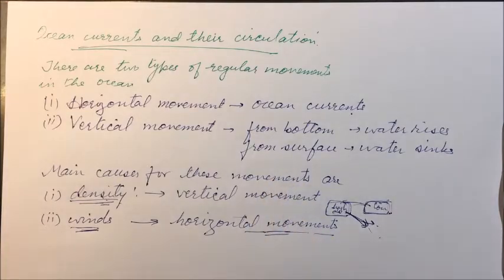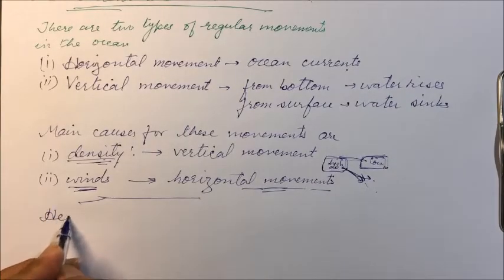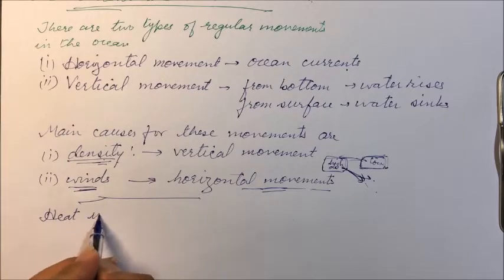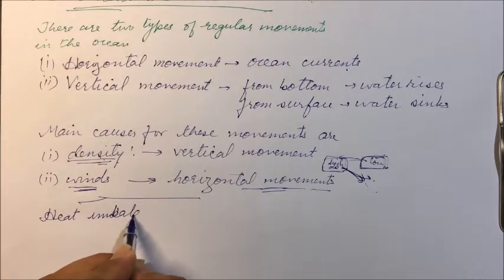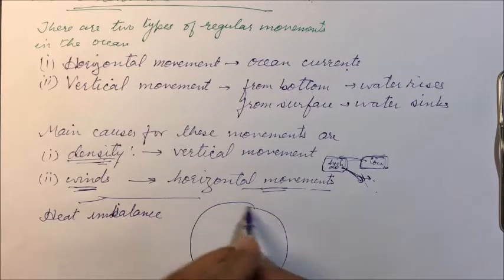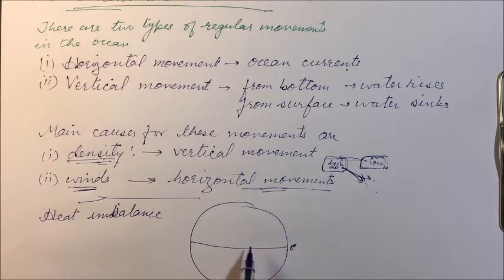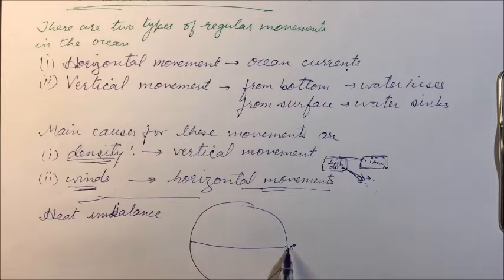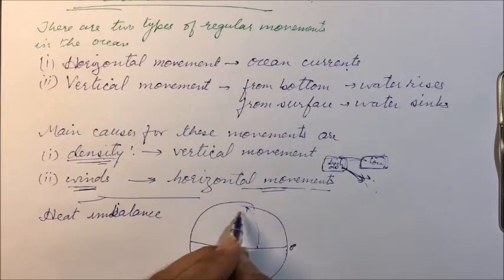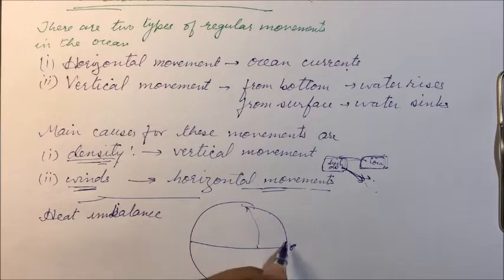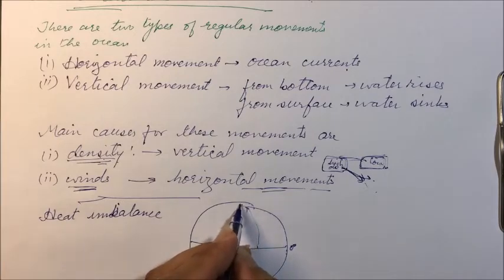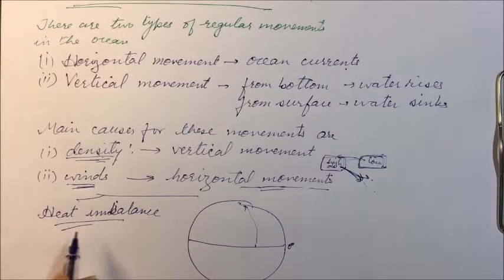ocean currents. We have discussed the heat imbalance on the earth. If this is the earth, at the equator, the majority of the heat is concentrated. So in the equatorial region, the majority of heat is there. As we move from the equator towards the pole, the amount of heat received decreases. So here we have a surplus amount of heat. As we move towards the poles, there is deficiency of energy, there is deficiency of heat. So this results in the heat imbalance. There is a heat imbalance on the earth.